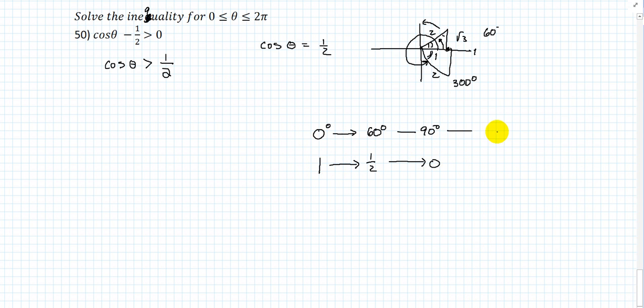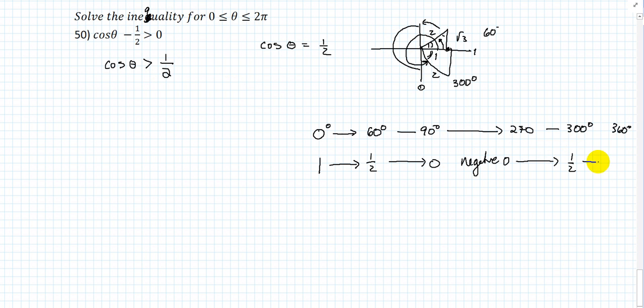And then after that, from 90 to 270 degrees, it's negative. That's when it's on this side. So you'll always have a negative cosine value, so it can't be bigger than 1/2. And then at 270 it's also 0, and then as it goes to 300, when it gets to 300, it's 1/2, and then from 300 to 360, that's when it goes back to 1. So my range where cosine is bigger than 1/2 is right here and right here.